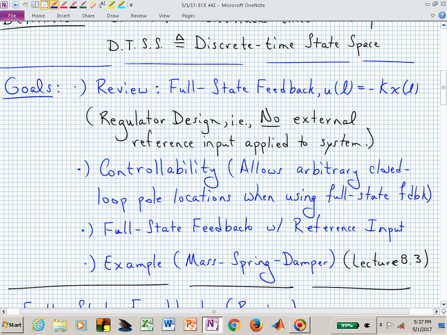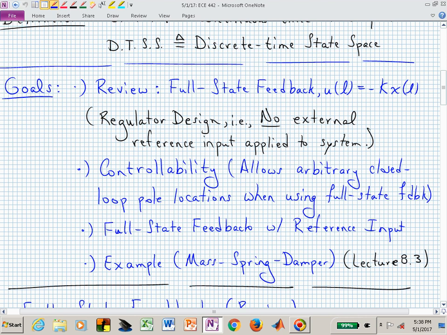We now have done a regulator design. We've checked controllability. The next step is to say, how can we make a tracking system or have a reference input? How can we drive this system where we want it to go? How can we make it follow some reference input? That's going to be full state feedback with a reference input. And now we will have an additional signal in addition to the normal full state feedback. And this last point is lecture 8.3. I don't know that we will get there today.